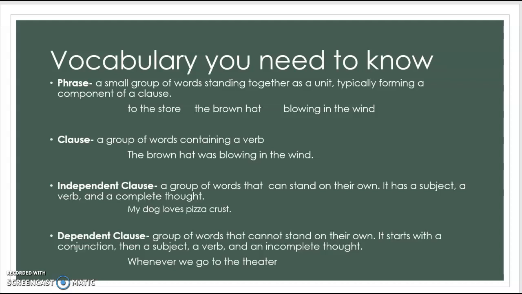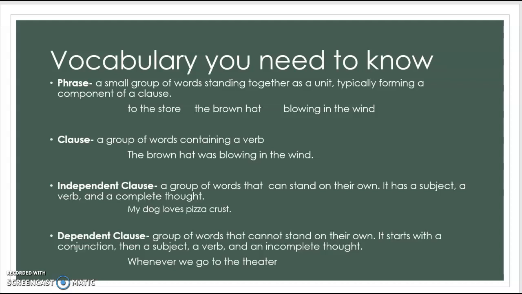An independent clause is a group of words that can stand on its own, has a subject, a verb, and a complete thought. If it is independent, it doesn't need anybody else, right? It can stand on its own. My dog loves pizza crust. Subject, verb, complete thought.